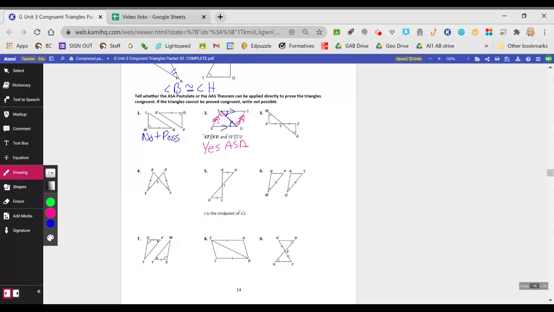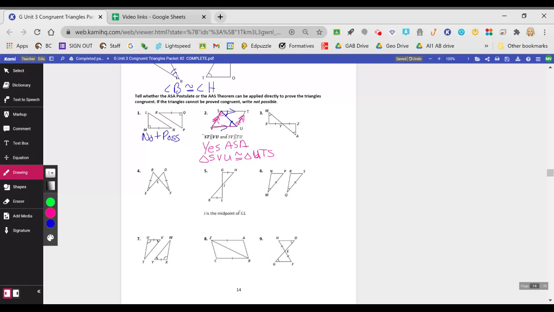Now to write the congruent statement, it would be triangle SVU, and then S is this pink angle, so it lines up with this pink angle down here, UTS. My U is writing very funny.